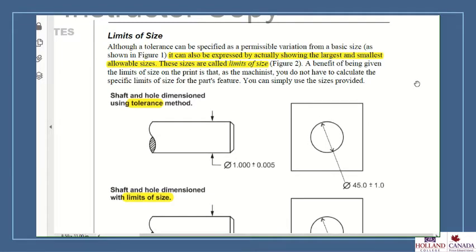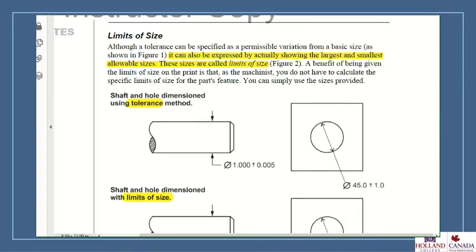Okay, so those were our tolerances. Now the term limits of size. Although a tolerance can be specified as a permissible variation from a basic size, as we saw in figure 1, it can also be expressed by actually showing the largest and smallest allowable sizes. These sizes are called limits of size, and we'll see this in figure 2.